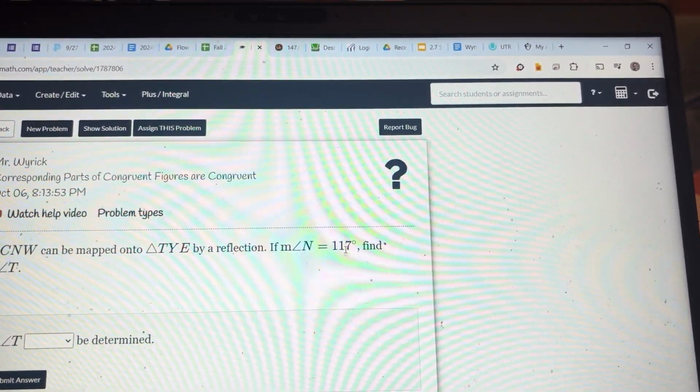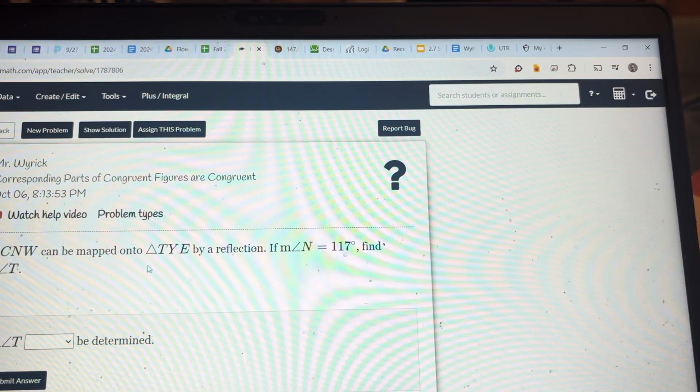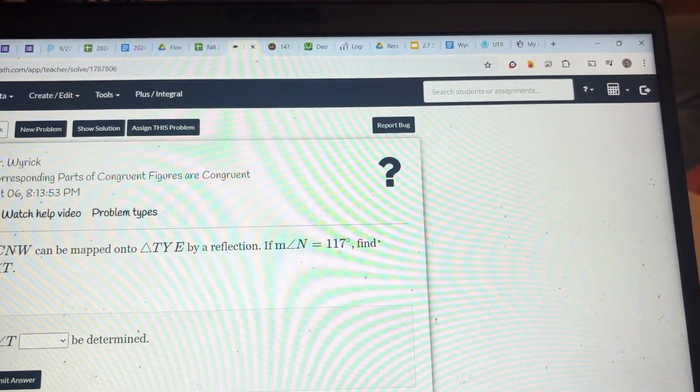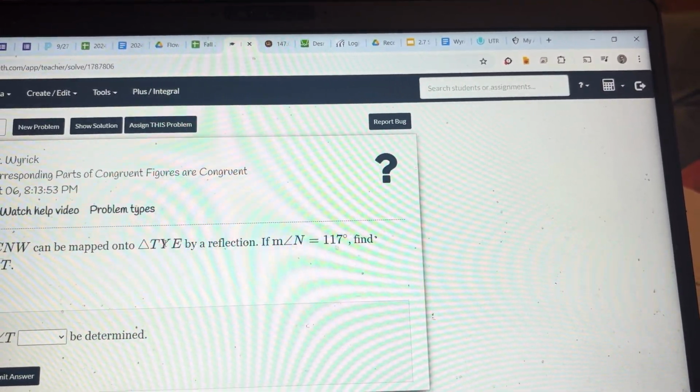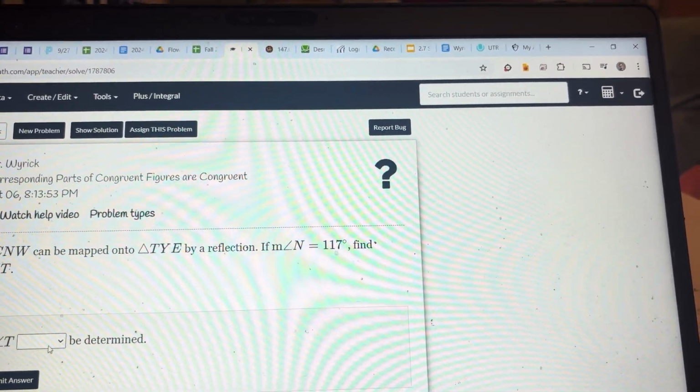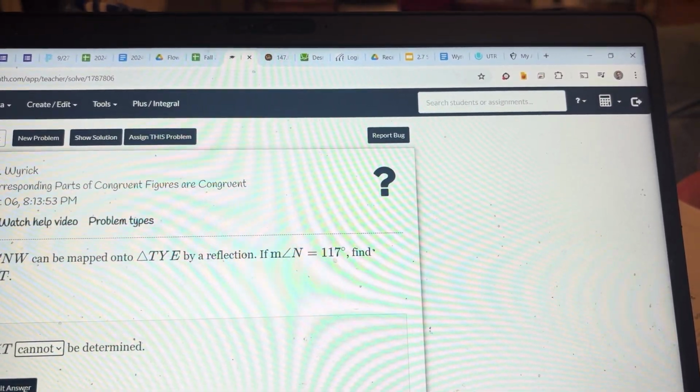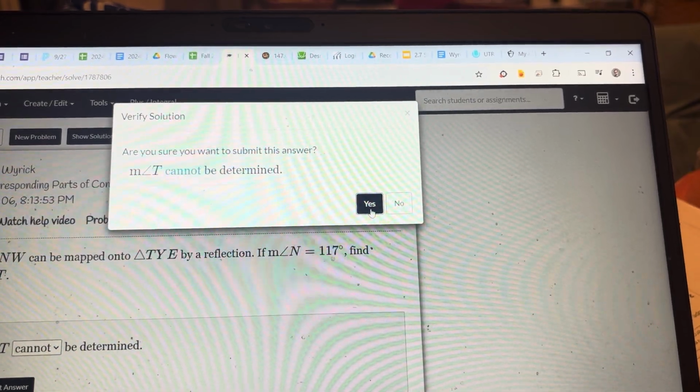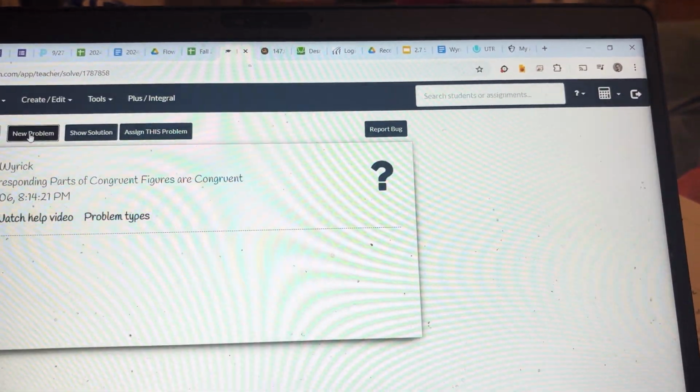Measure N is 117. What's the measure of T? Well, we have the middle one here. We have the middle one here for Y. That's not it. So I cannot determine that answer based on what they gave me.